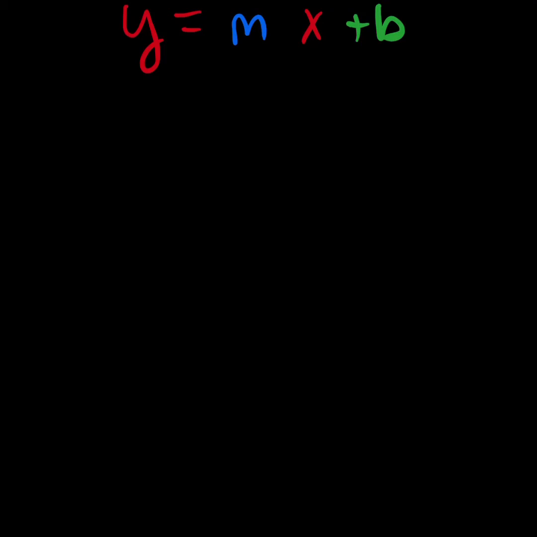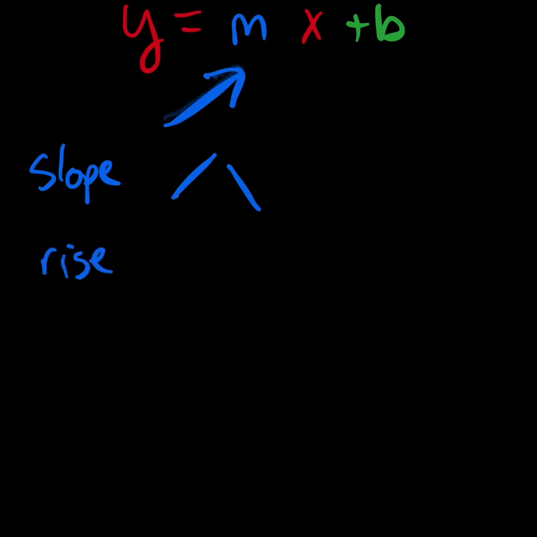Okay, let's look at this equation y equals mx plus b. We've discussed what this m is. Hopefully you remember that m is the slope. That describes if it's positive or negative, so if it's increasing or decreasing, that's what the m tells us. It also tells us, as we discussed, the rise over the run.